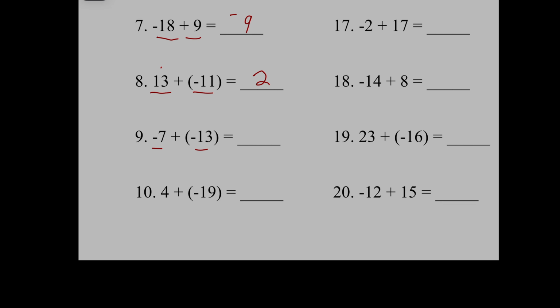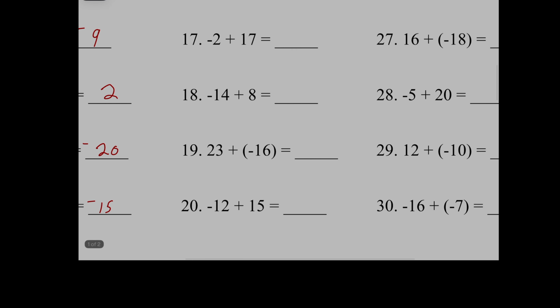Number 9, signs are the same. So I'm going to add, and I'm going to just keep the sign. For number 10, I see that it's still an addition problem. So I'm going to do my addition rules. I'm going to subtract this one, and I'm going to keep the sign of the bigger number. All right, here we go.